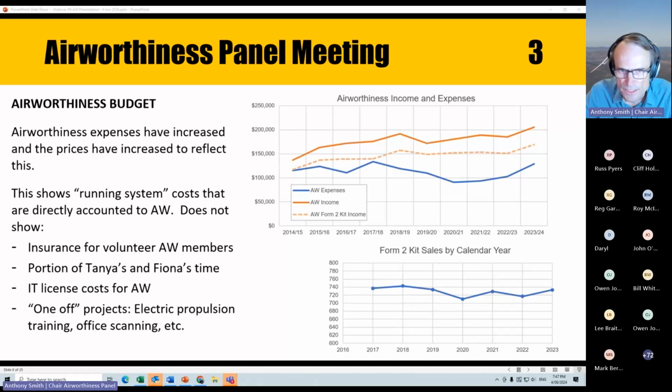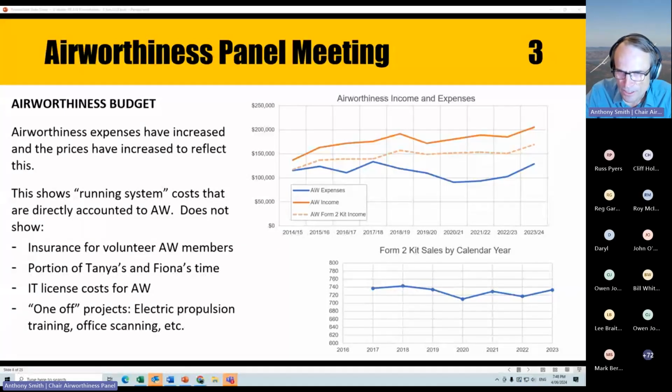What you will see is that around 80% of our income is from the annual inspection kit income, and that's still trending fairly consistently. Our costs have ramped up in the last few years. However, I am confident that it's well worth the spend, and it's being reinvested back into airworthiness.